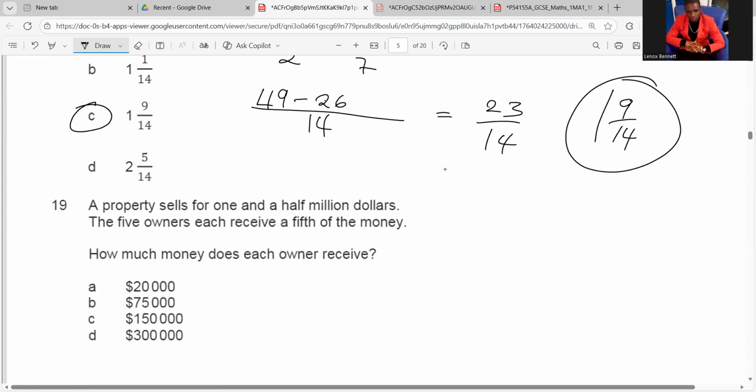Alright, a property sells for $1.5 million. The 5 owners each receive a fifth of the money. How much money does each owner receive? A property sells for $1.5 million. How much money does each person receive?